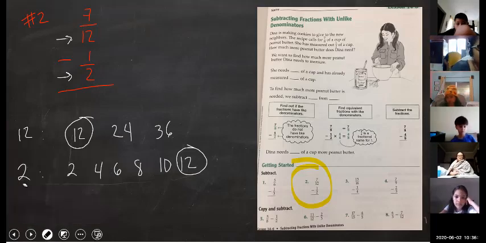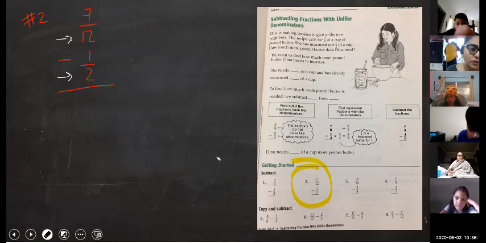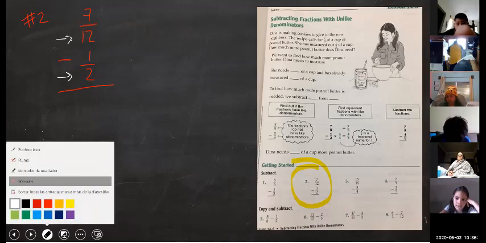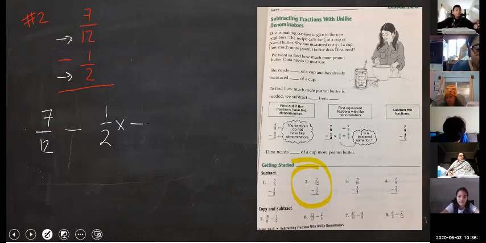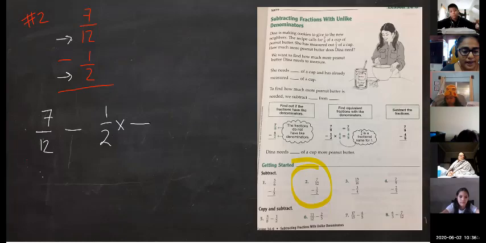Okay, in this case, I need to change the denominator to have 12. Let me write it. 7 over 12, I'm not going to change it because I have 12. I need to change one half. Remember, we put a multiplication and we need to find a number that multiplied times 2 gives me 12. ¿Qué número multiplicado por 2 me da 12? 6. Oh, very good. It's 6.